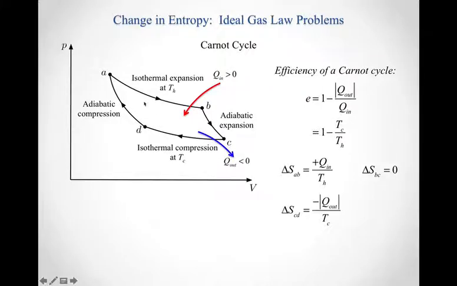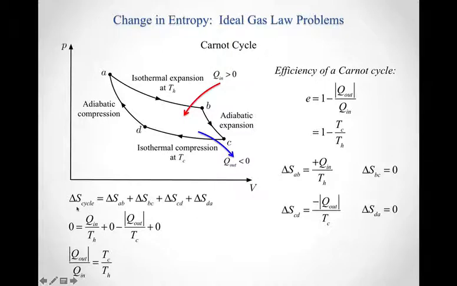From C to D, energy is being dumped out as heat along our isothermal compression. It happens at constant temperature, so I can calculate the entropy change by saying it's negative the absolute value of Q out, because Q out itself is negative, over the cold temperature for the cycle. And then the entropy change from D back to A, that's a reversible adiabatic compression. So again, that's an isentropic process, and its entropy change is 0.